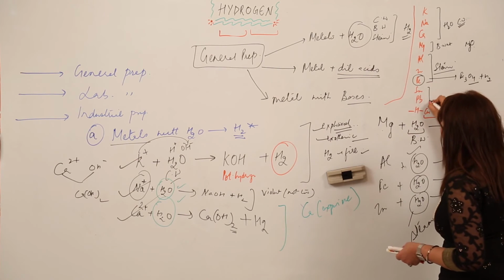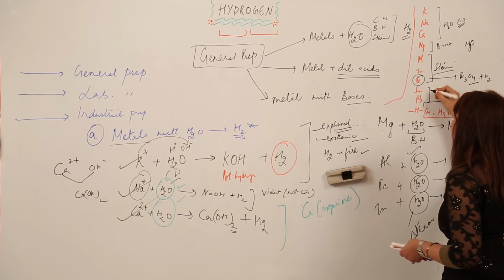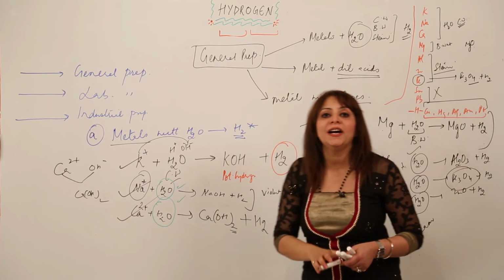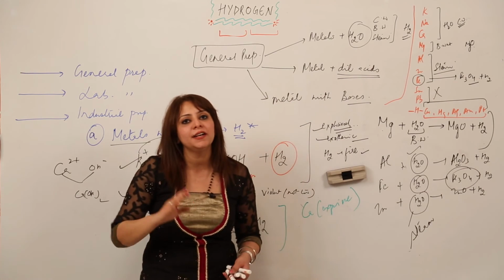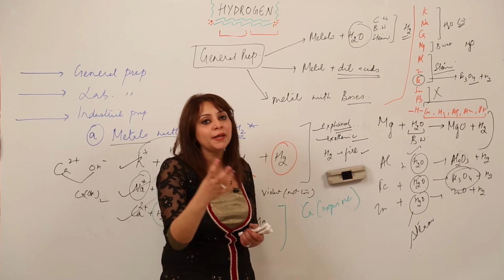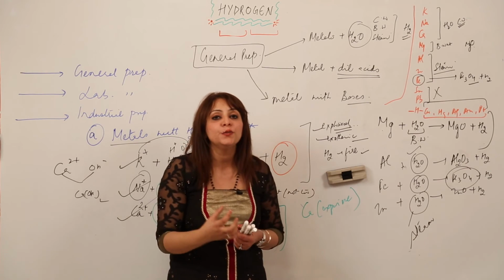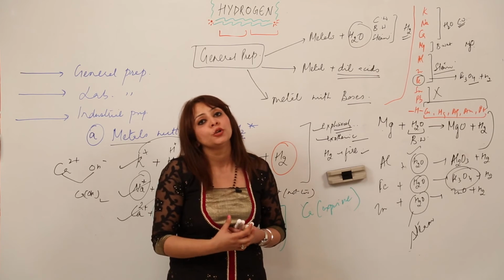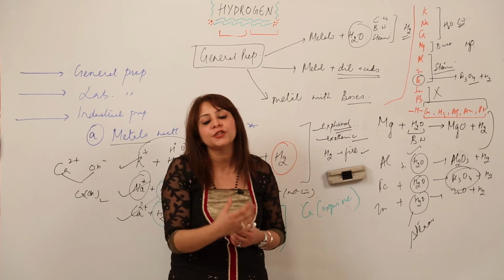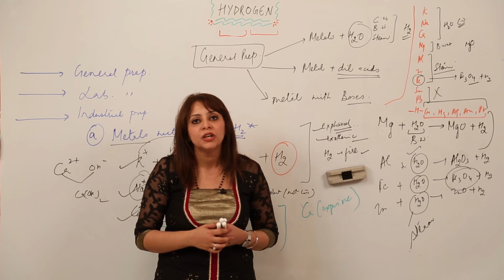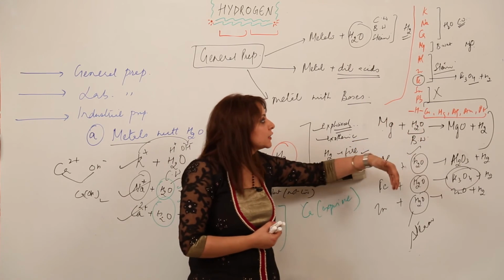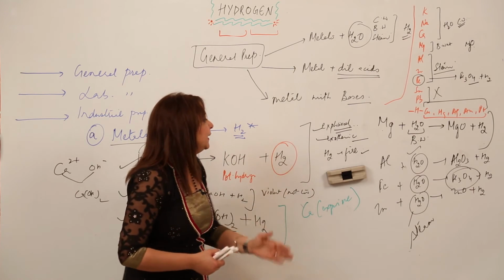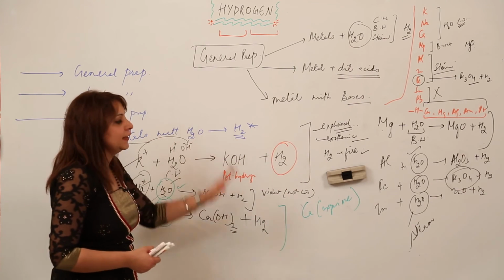From tin and lead onwards, the reactivity just decreases. They don't react with water, and the metals placed below hydrogen do not react with water under any condition, whether at normal temperature or under the conditions suitable for the production of hydrogen. So they don't react with water in that case. I have summed this up for you on the basis of the reactivity series, and I think it is clear from the examples that I have stated.